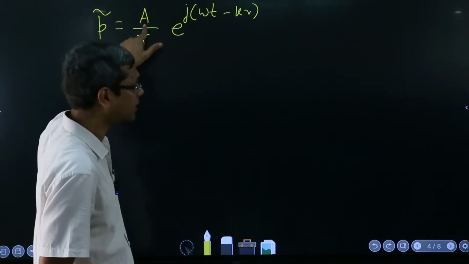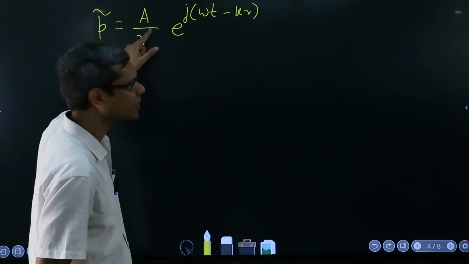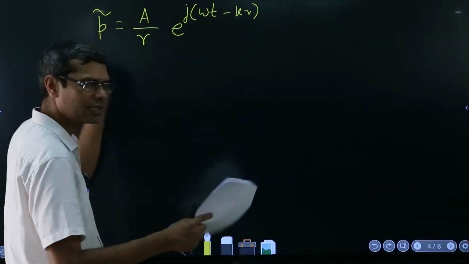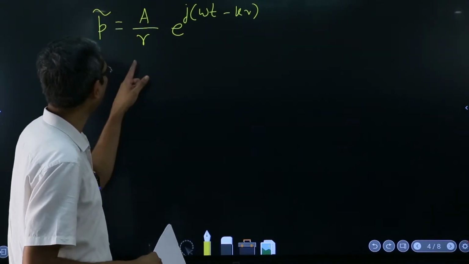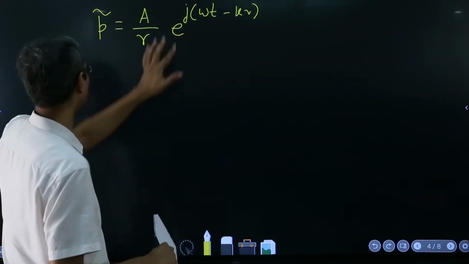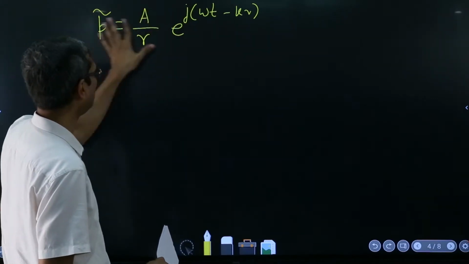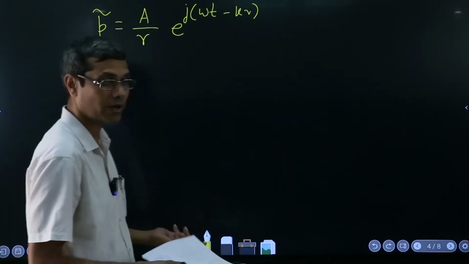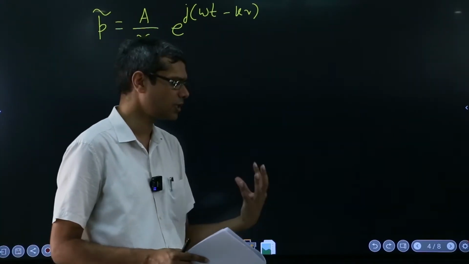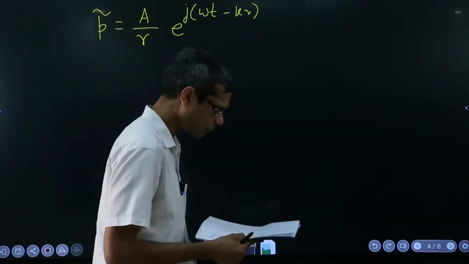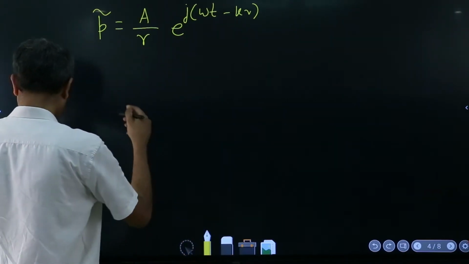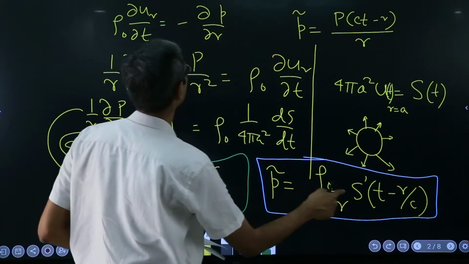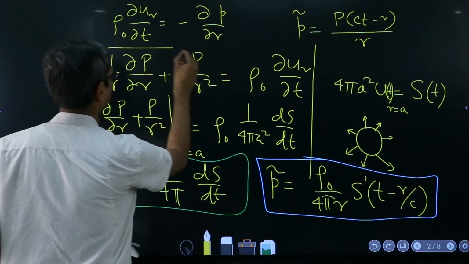And A here is real, because we are starting from this point, you can take it as real. And this is telling you that this is the field which is existing in the environment when there is a small source which is pulsating. Okay. Now, from the equation, this.